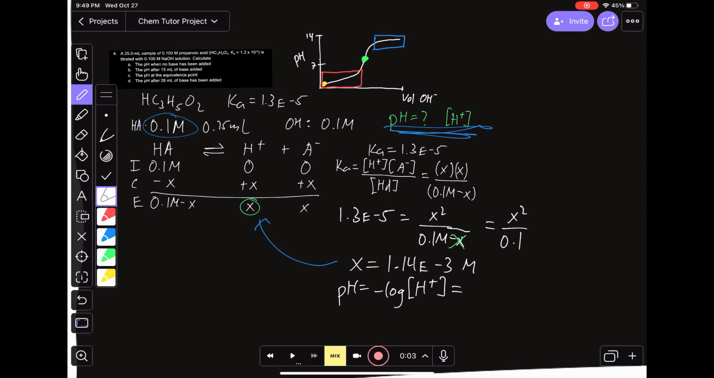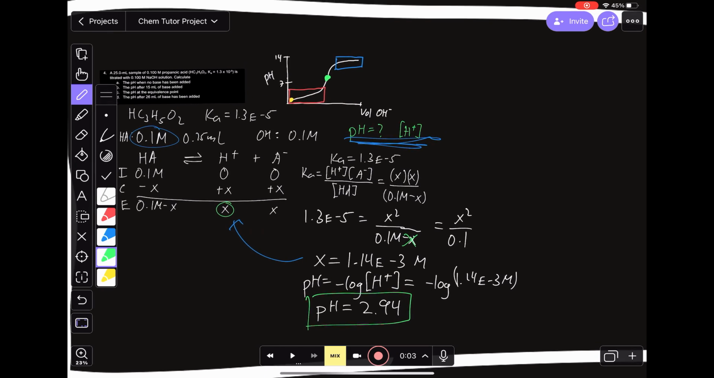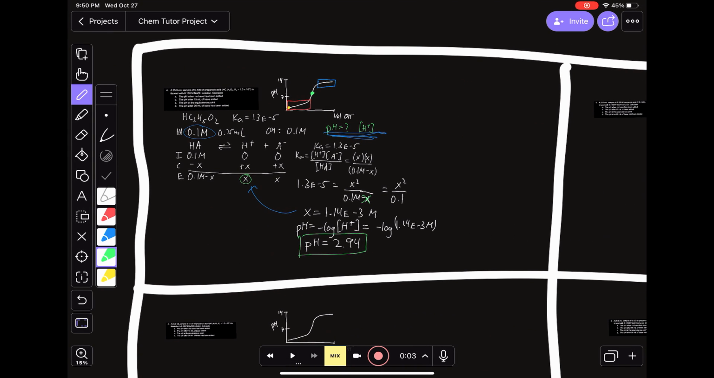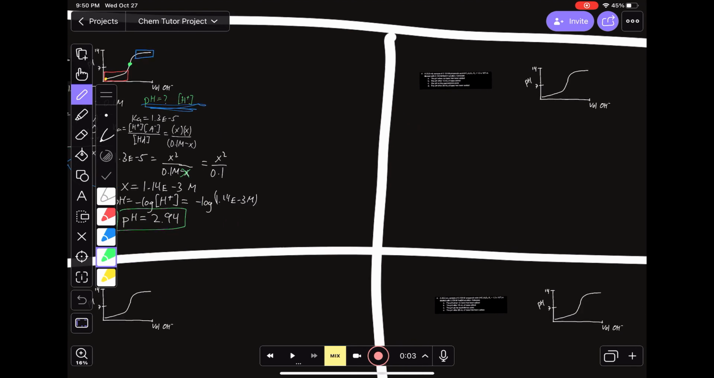Plugging in our previous value, we get negative log of 1.4 e to the negative 3 molarity. Plugging that into your calculator, you'll get that pH is equal to 2.94. And bam, there's our answer for part A. Okay, moving on to part 2.